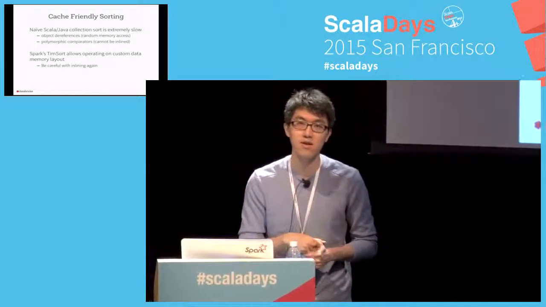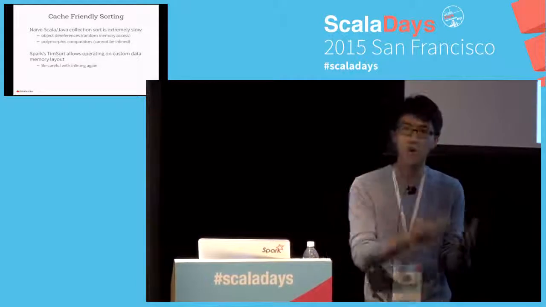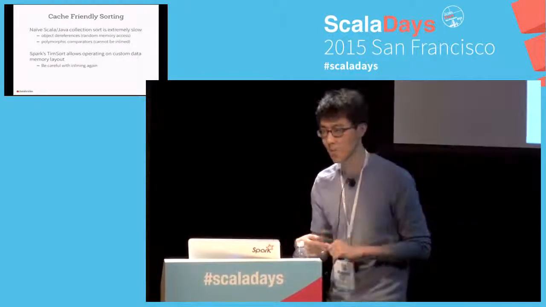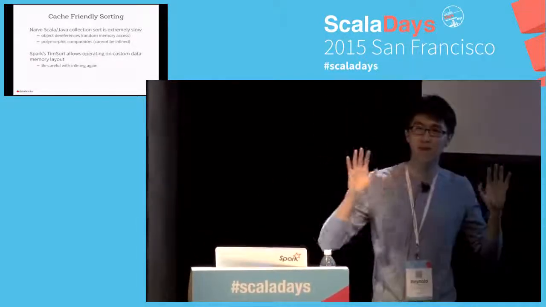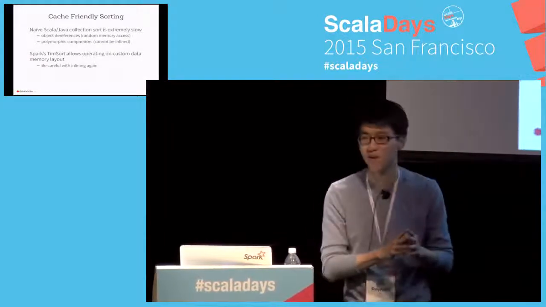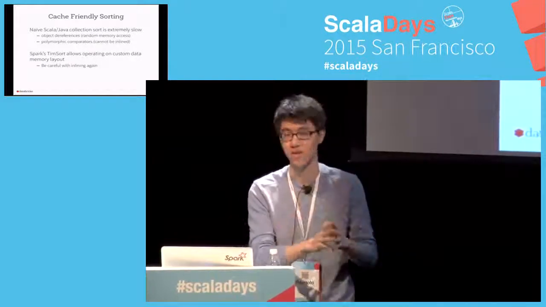Now, the other part is that with unsafe, I can access arbitrary memory addresses. I have very strong control of my memory layout. So how do I sort fast, given that? First of all, don't use the Scala library or the JVM collection library, because sort there is very slow. There are no primitive collections.